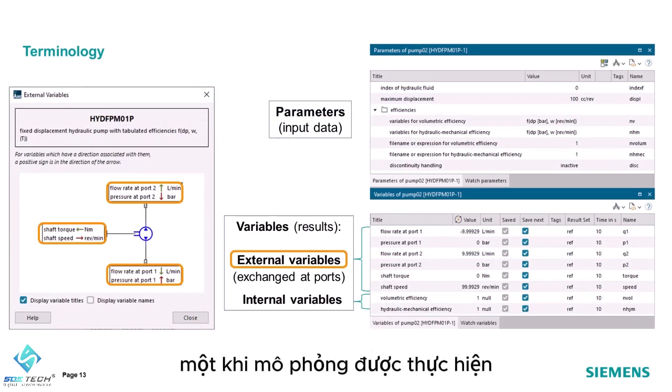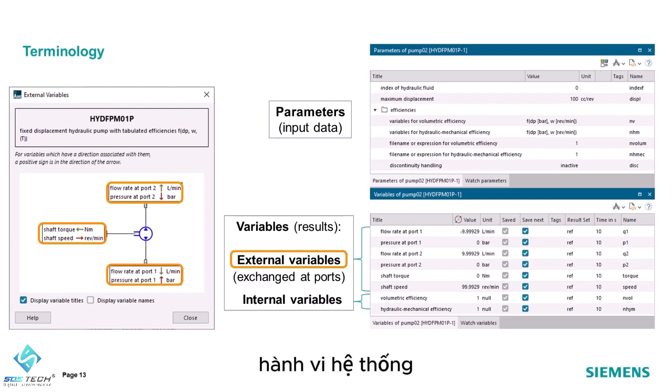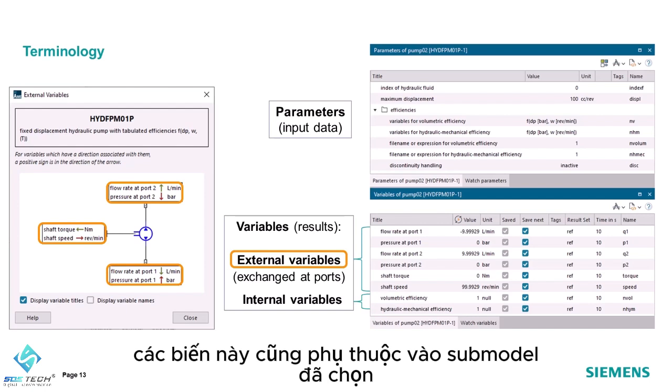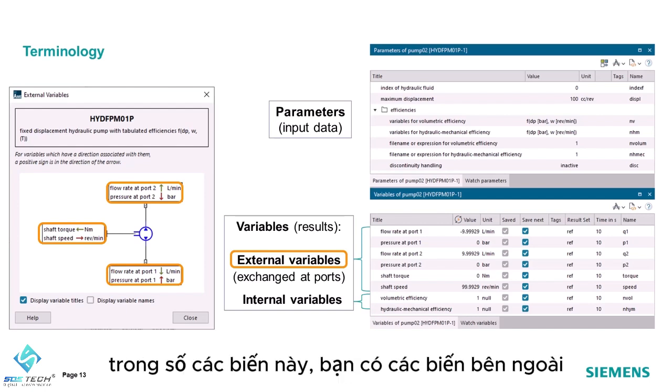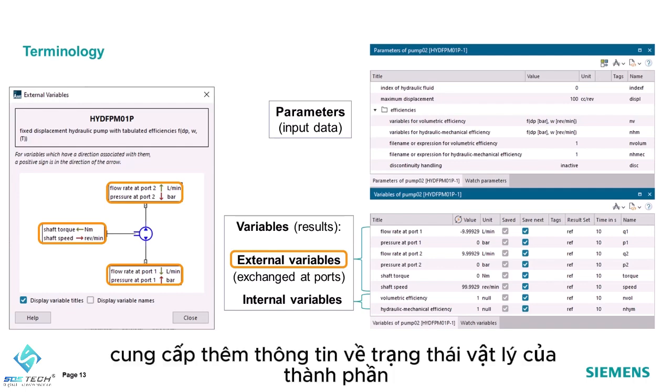Once the simulation is done, you will have access to the different variables that describe the system behavior. These variables also depend on the selected submodel. Among these variables, you have the external variables that correspond to the information exchanged at ports. Then you have internal variables that give additional information on the component's physical state.